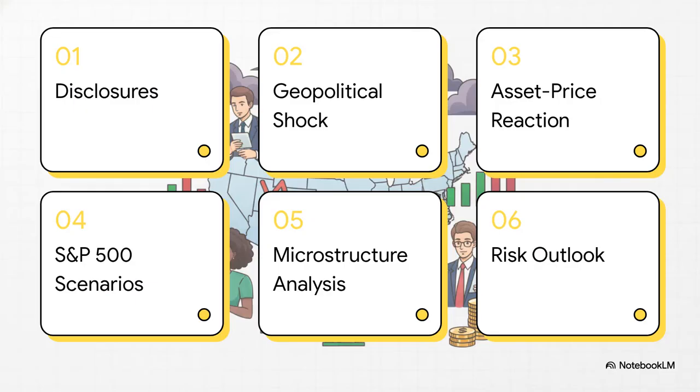So here's our agenda for today. We'll start with Section 1, the disclosures and important notices. Then we'll dive into Section 2, the geopolitical shock variables that are moving the market. After that, in Section 3, we'll look at the immediate asset price reaction. Next up is Section 4, where we'll explore some S&P 500 opening scenarios. Then we'll get into the market microstructure analysis in Section 5. And we'll wrap it all up with Section 6, the risk outlook and conclusion.